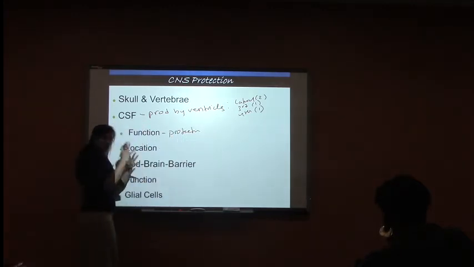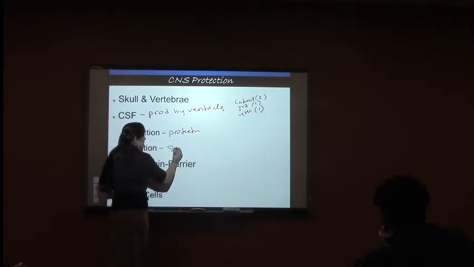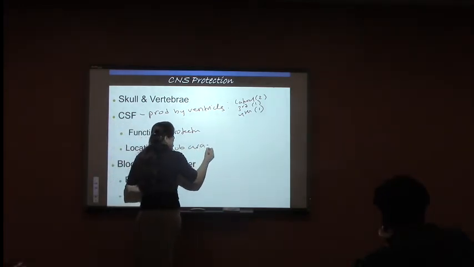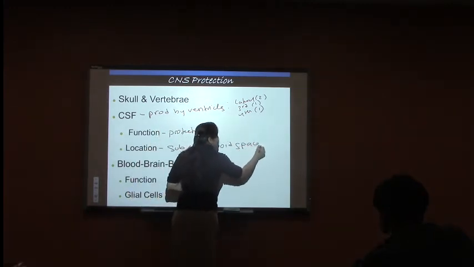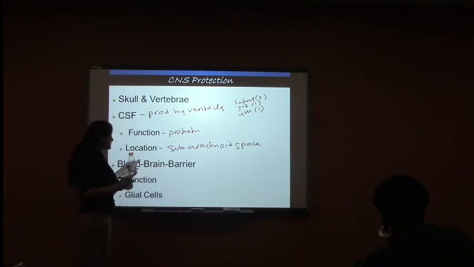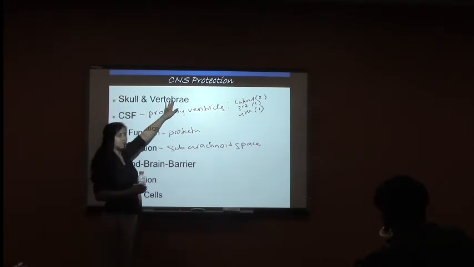It cushions the brain, okay? Location: subarachnoid space. We'll talk about what a subarachnoid space is a little bit later, but right now just know the location is the subarachnoid space. So the first protection is the skull and vertebrae.